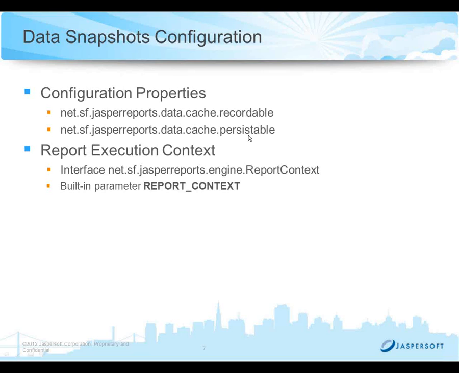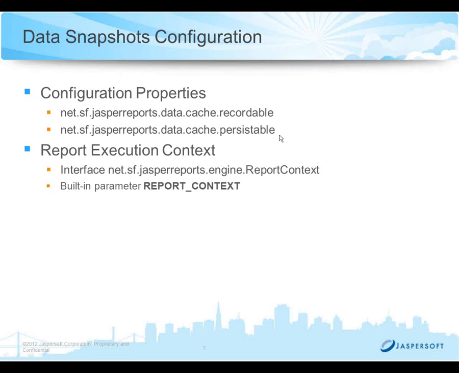Anyway, before you go with more questions, just to explain what we have on this slide, we have the configurations that are available to turn data snapshots on and off. The first one, the recordable, is critical to having or not having data snapshots. If you put that on false, data snapshots will not be there, with all the consequences like reports being slower and interactivity being slower.